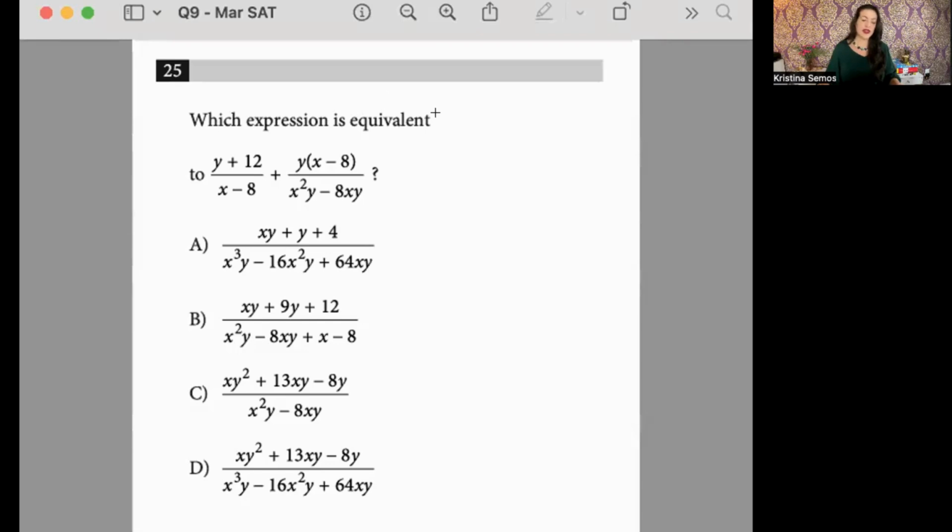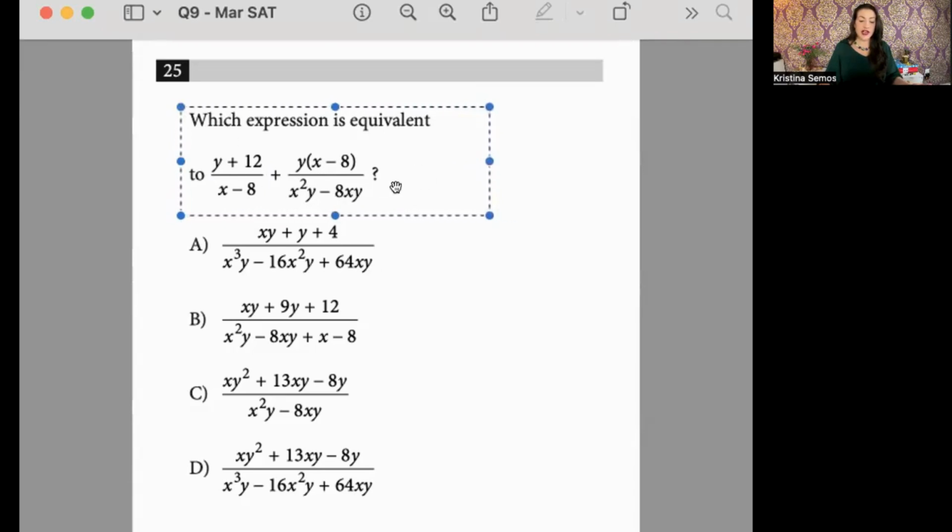So let me show you an example of what I'm talking about. Okay, so this one is, which expression is equivalent to, and then we have the first fraction, y plus 12 over x minus 8, and then plus y times the quantity x minus 8 over x squared y minus 8xy.